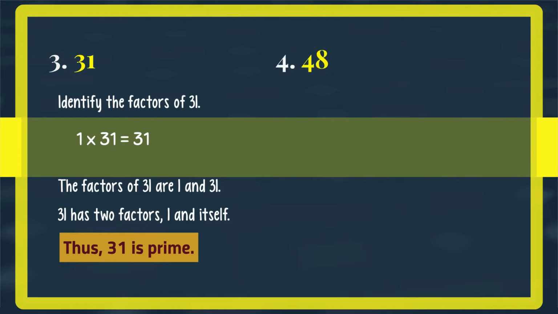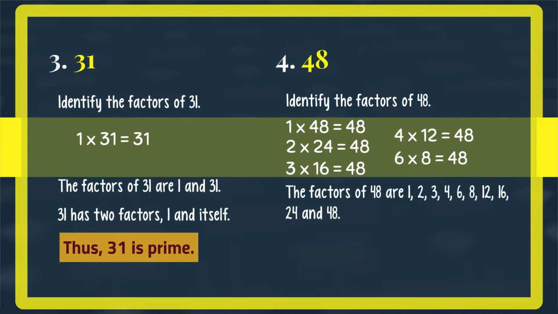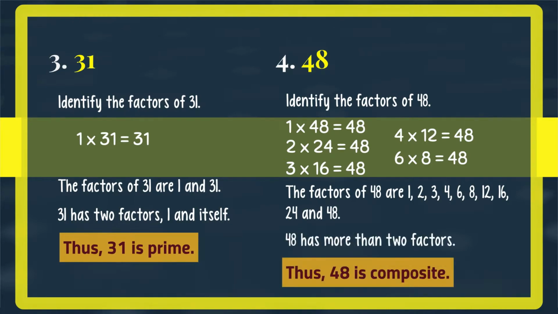Lastly, we have 48. We can determine the factors of 48 by thinking of the numbers that will result to 48 when multiplied. We have 1 times 48, 2 times 24, 3 times 16, 4 times 12, and 6 times 8. From there, we can determine all the factors of 48. The factors are 1, 2, 3, 4, 6, 8, 12, 16, 24, and 48. 48 has many factors, and they are obviously more than two. Thus, 48 is a composite number.